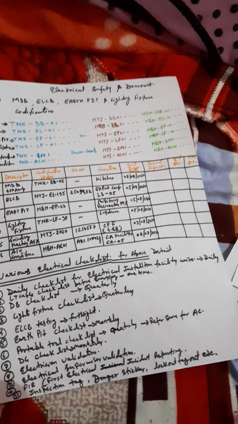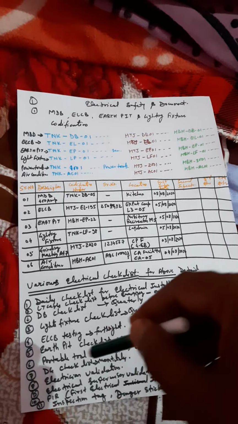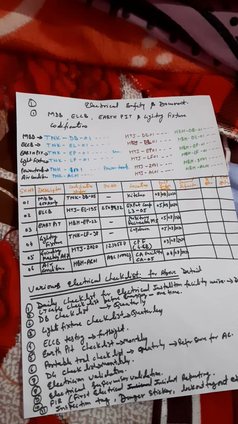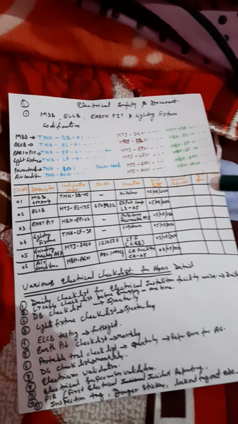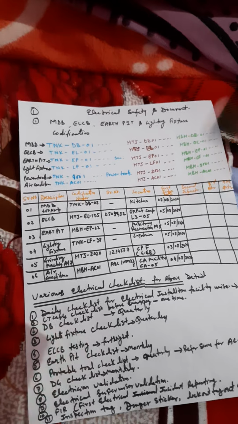on this date. If pending, we have to mention that it is pending due to requirement of material or requirement of anything. And we also have to mention the temporary arrangement we have made in the meantime. So these are the things we have to do.